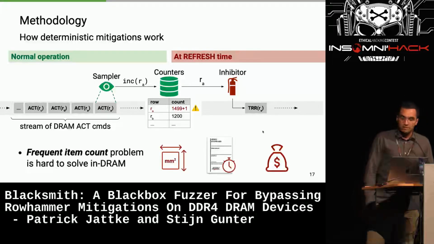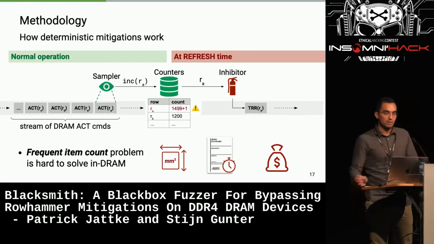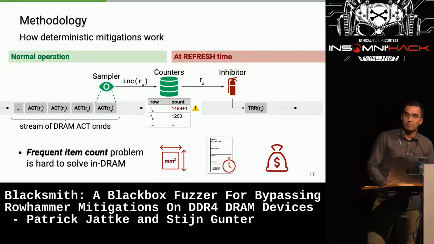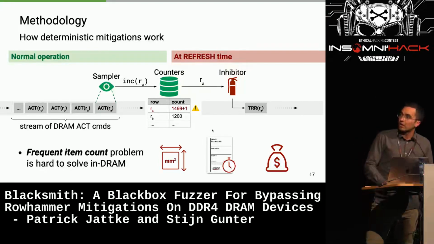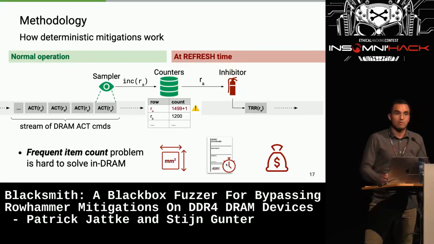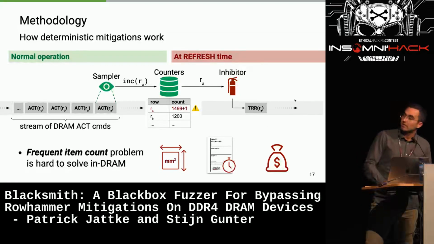And this problem can be translated to the frequent item count problem, which is well studied in literature. But the problem is that it's very hard to solve this in DRAM because there are many constraints. For example, the area is quite limited in a DRAM device, in a DRAM chip. Then there are these timing constraints that I mentioned before. So you cannot send these additional refreshes, these TRRs, at any time, but only at refresh times. And also, of course, costs like performance, for example, or energy consumption must be taken into account.